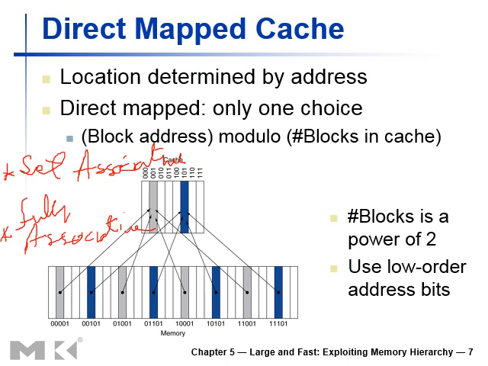There is another way. The number of blocks is definitely a power of 2, and we can use the lower order address bits to identify which block will reside at which location.